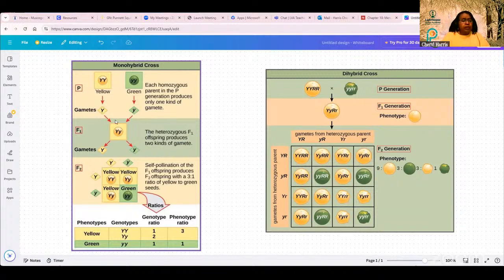All right. So what we do with the Punnett square is we put one parent across the top and another parent across the side. And then we donate one allele from each parent.